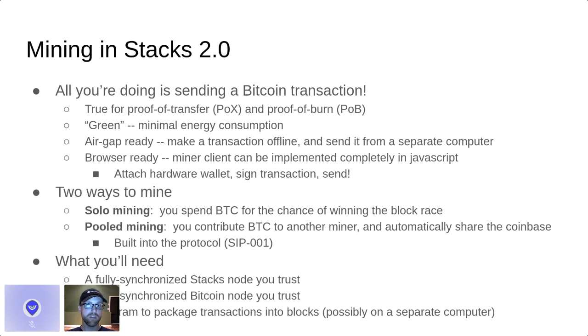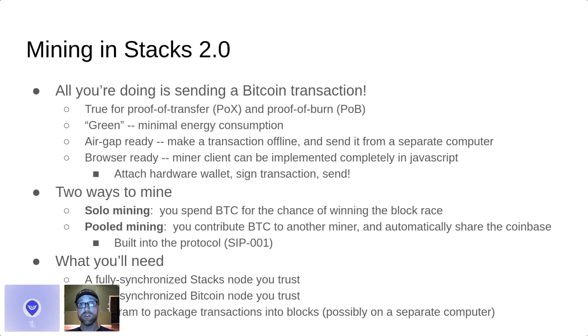Because mining is based around sending Bitcoin transactions, you get a lot of infrastructure support for free. The system is air gap ready. You can make a transaction offline and send it later. And it's browser ready. You could use just your web browser to mine blocks if you wanted to, because you can build a miner client completely in JavaScript. You can even do so by using a hardware wallet that already exists for the purposes of sending Bitcoin transactions.